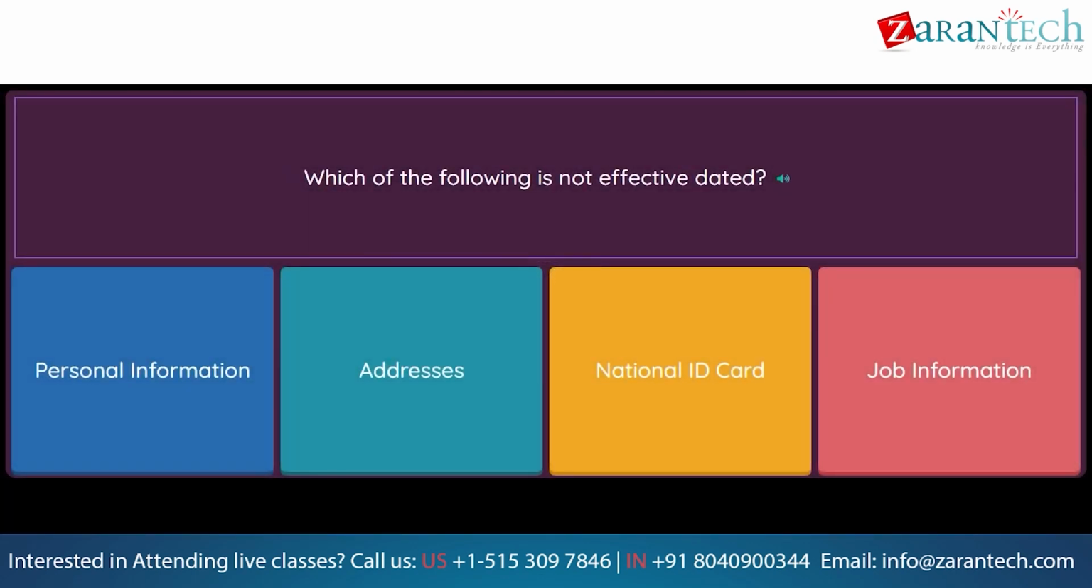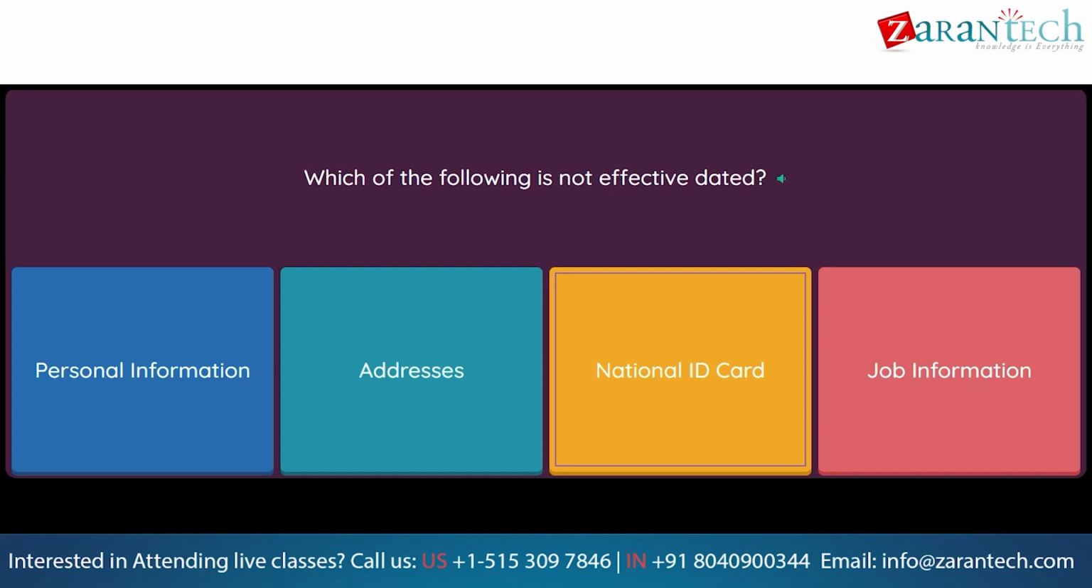Question: Which of the following is not effective dated? Option 1 personal information. Option 2 addresses. Option 3 national ID card. Option 4 job information.